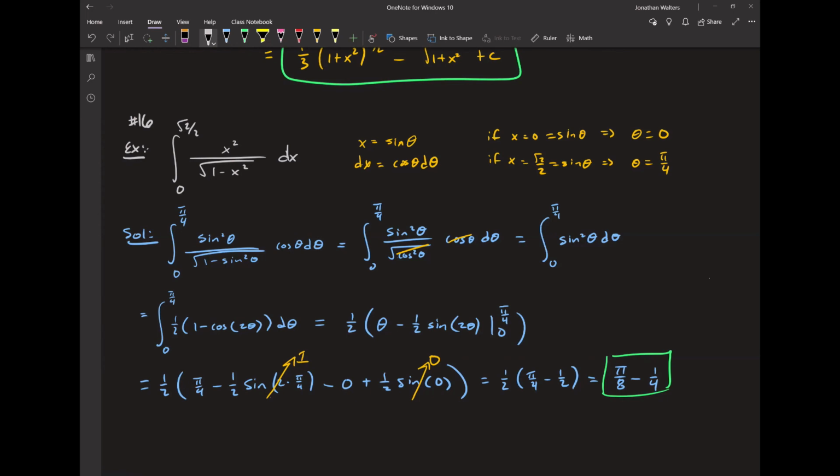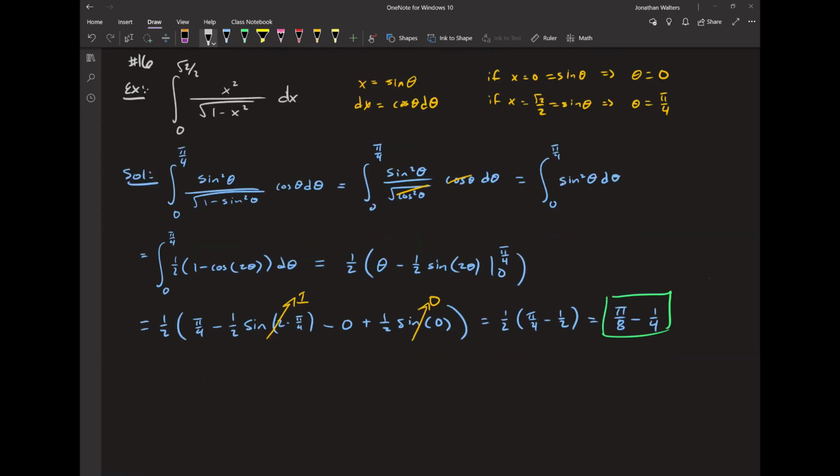Number 18. This one says integrate from 1 to 4 e to the square root of t over square root of t dt.